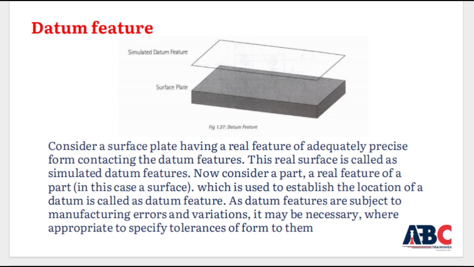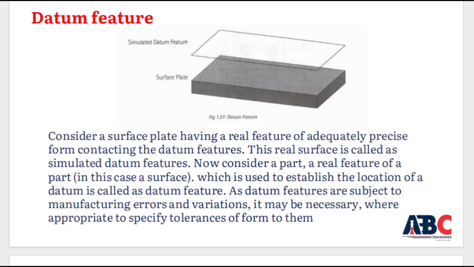Now consider a part. A real feature of a part, in this case a surface, which is used to establish the location of a datum is called a datum feature. As datum features are subjected to manufacturing errors and variations, it may be necessary, where appropriate, to specify tolerances of form to them.